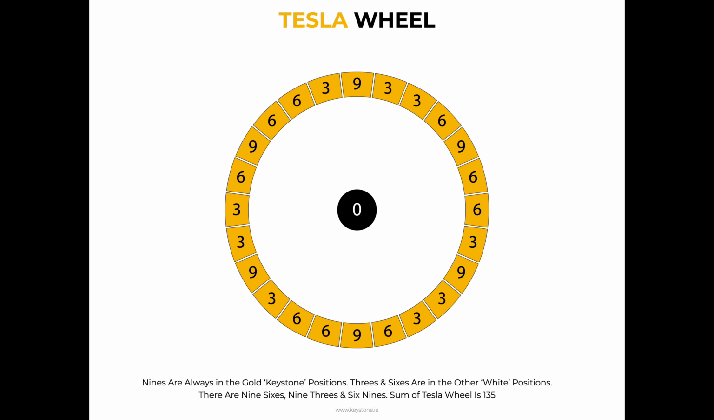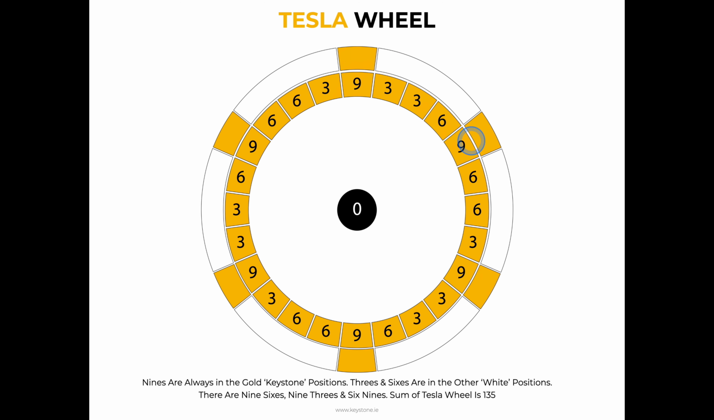When we take the Tesla wheel, we find that the 9s are always in the golden keystone positions. 9, 9, 9, 9, 9, 9. And between them, we've got the 3s and the 6s. So the 3s and the 6s in this example are found in the white positions, and the 9s are found in the golden positions. The sum of all numbers on the Tesla wheel is 135. The sum of all numbers on the Fibonacci, Lucas and GHANNAM wheel is 117, which we're going to discuss in a moment. All wheels add up to a digital root of 9.